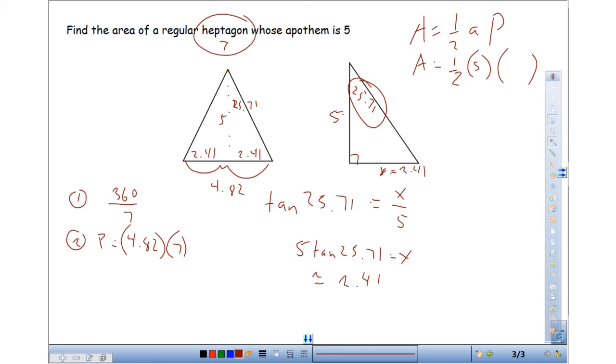So that's just language. We have to know what heptagon means so that we know how many times I have to multiply that. So 7 times that is going to give me 33.74, which is my perimeter. And I'm just going to go ahead and place that up here. So 33.74 times 5 divided by 2 is going to be 84.35. And again, we don't have a unit here, so we're just going to do units squared.